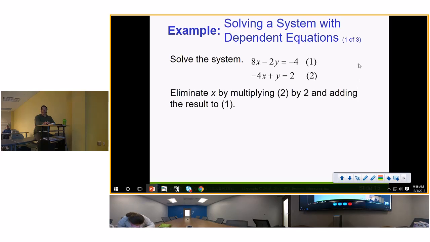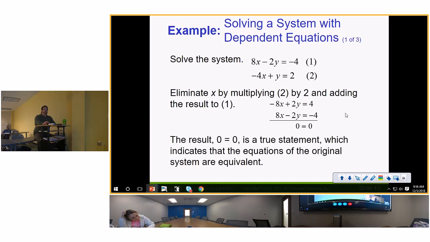And you do the elimination, and you get 0 is equal to 0. If you get 0 is equal to 0, that means they're the same line. They're laying on top of each other. So that means what? All what? It's intersecting everywhere. So that means all real numbers. Okay?